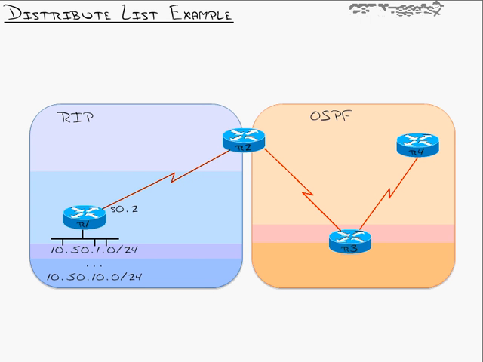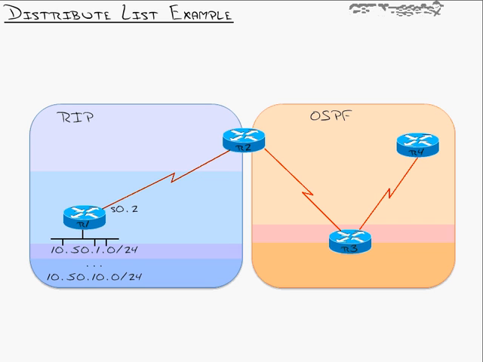Let's move this into a practical example. We've got two routing domains on the screen, RIP and OSPF. Now over on the left-hand side is router 1, which has a plethora of networks. Maybe those are just different VLANs within a certain location that are being sent via RIP over to router 2 and eventually would like to redistribute into OSPF.